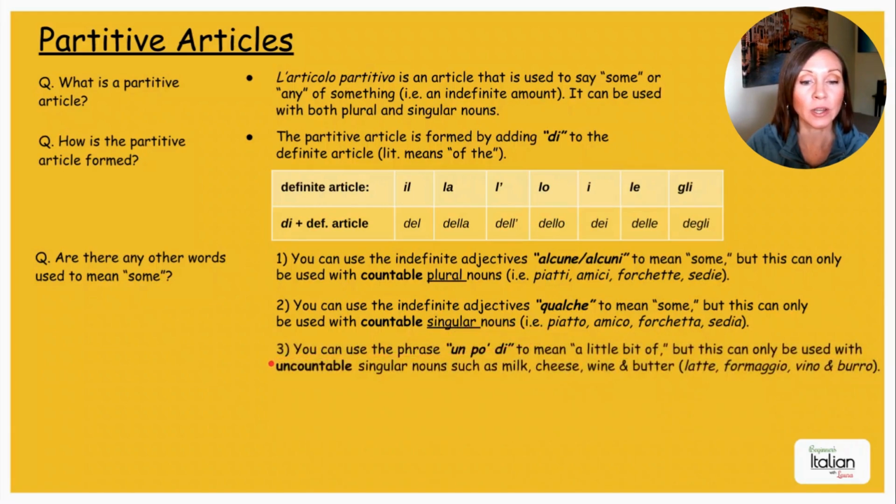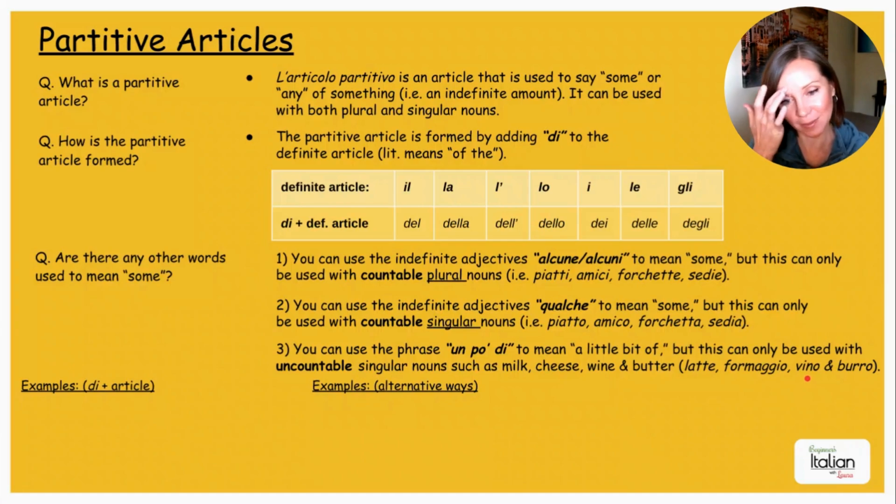Or number 3, you can use the phrase un po' di to mean a little bit of, but this can only be used with uncountable singular nouns such as milk, cheese, wine, and butter. Okay, latte, formaggio, vino e burro. So you're probably wondering, so what the heck does this all mean? Okay, so we'll give you some examples here to make it a little bit clearer.